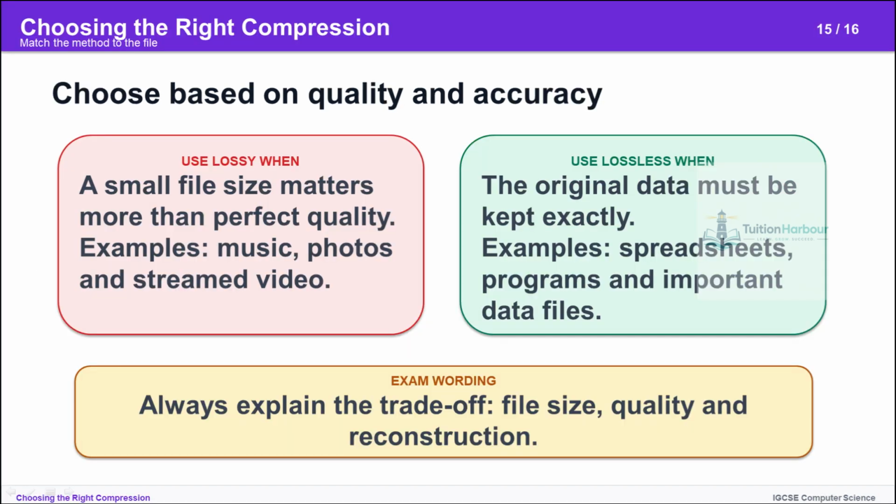Choose the compression method based on the file and purpose. Use lossy compression when a small file size matters more than perfect quality, such as music, photos, and streamed video. Use lossless compression when the original data must be kept exactly, such as spreadsheets, programs, and important files.